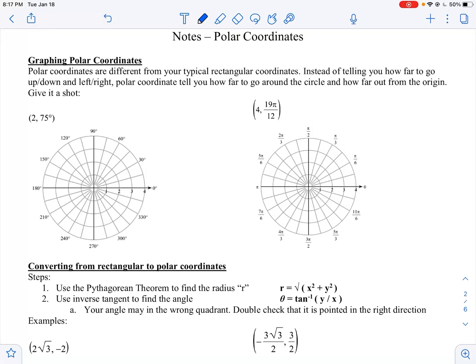Alright, ladies and gentlemen, time for a little lesson about polar coordinates. We're starting something new. So you remember how one time we had radians and degrees, and there are different ways to describe angles? Well, the same is true for polar coordinates, but polar coordinates are related to rectangular coordinates.